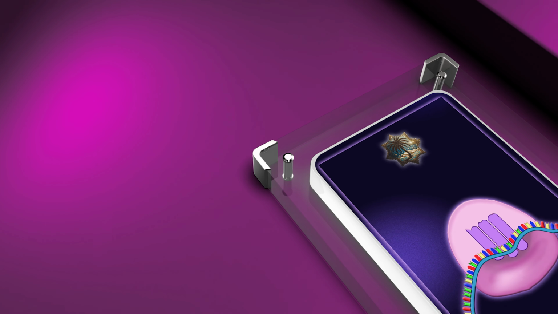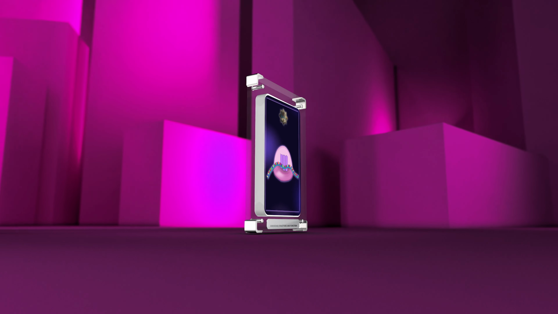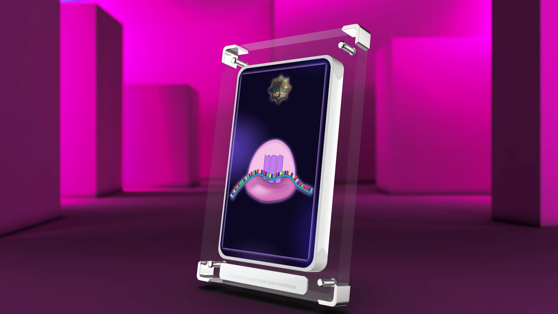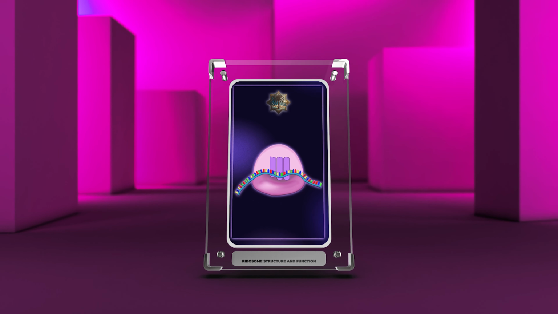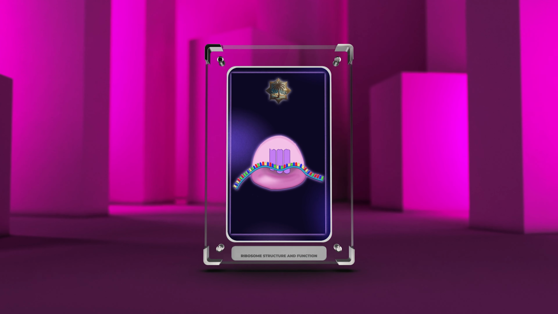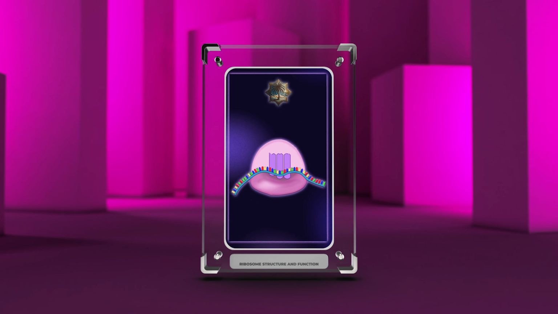Today, we will be delving into the fascinating world of ribosomes and their role in various cellular processes. Ribosomes are composed of ribosomal RNA and proteins, and their main function is to synthesize proteins through a process called translation. Now, let's move on to our first topic, ribosome biogenesis.